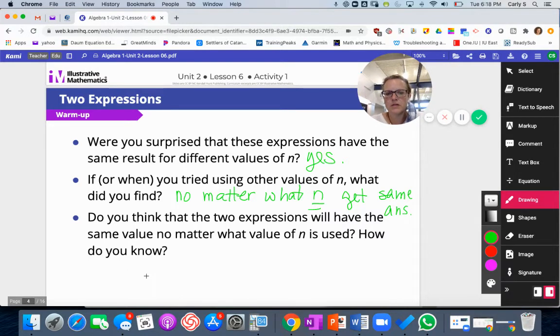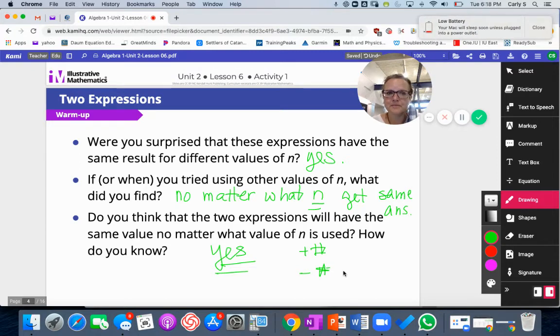Do you think that the two expressions will have the same value no matter what the value of n used? Yes. I mean, we tried a positive number, we tried a negative number. That's really the two different inputs that we need to try. I could try decimals. It doesn't matter.